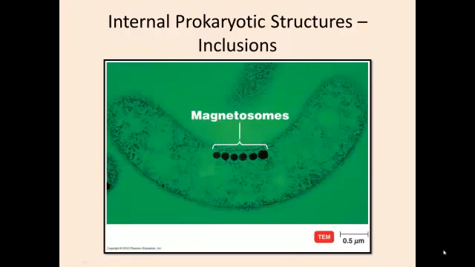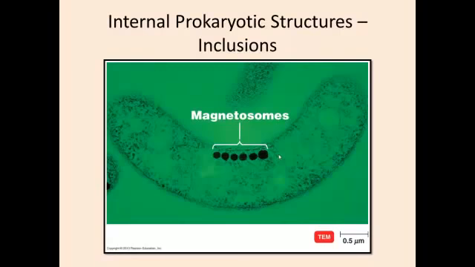Inclusions are little blebs of stuff inside of the cell. In the book, they talk about magnetosomes. Kind of sounds like the X-Men, doesn't it? But they're little blebs of iron-containing stuff that allows these particular bacteria to line themselves up with the Earth's magnetic field. I don't know why the book decides to go into it other than it's pretty darn cool.